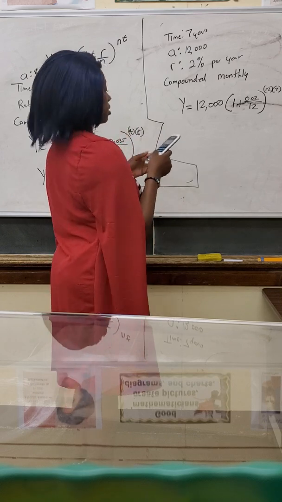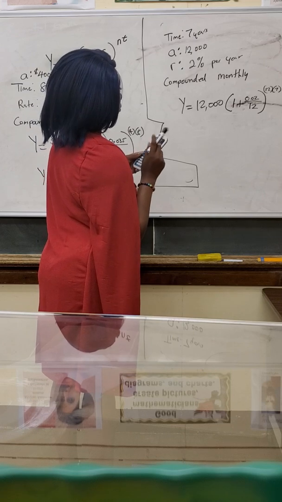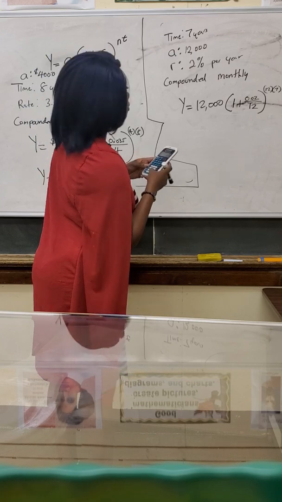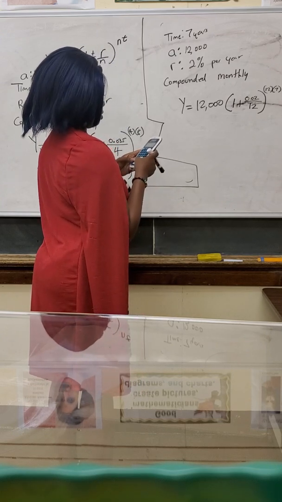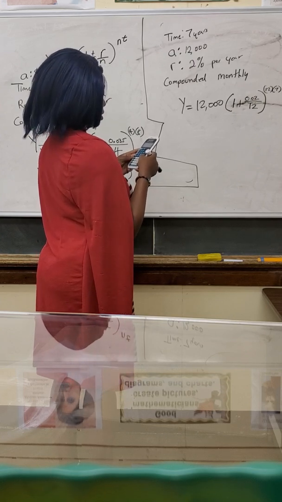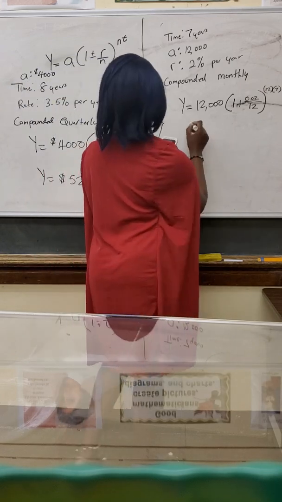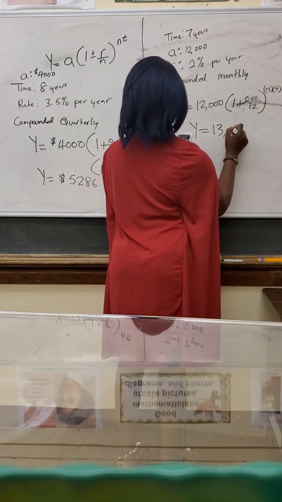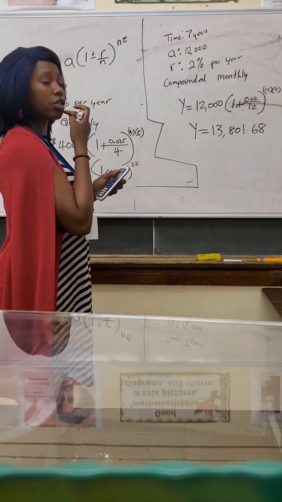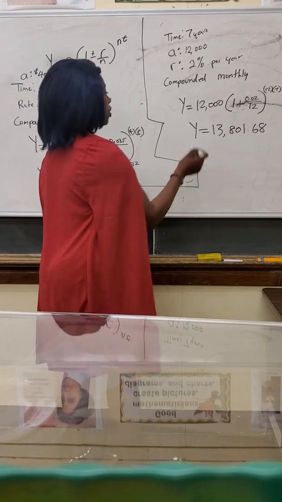If you need to pause the video so that you can try to do it yourself so you don't know the answer. Raised to the power of 12 times 7. And then that times 12,000. So now I have that at the end, I'm going to have $13,801.68. And just make sure you check on my math, because my math could be off. I use a calculator, but that's how much I will have.